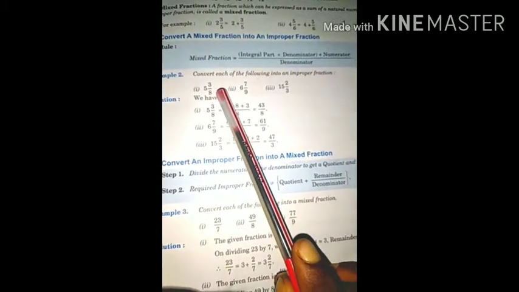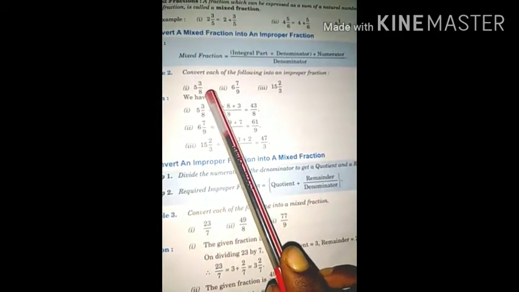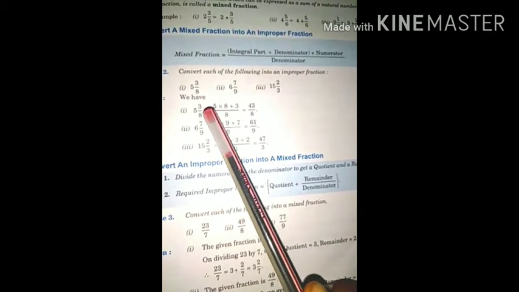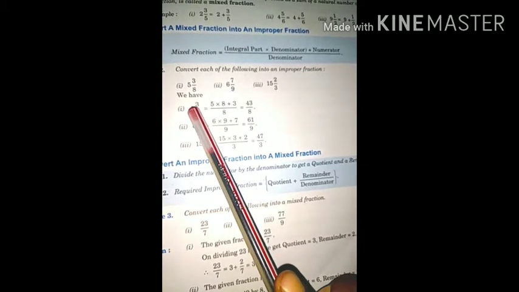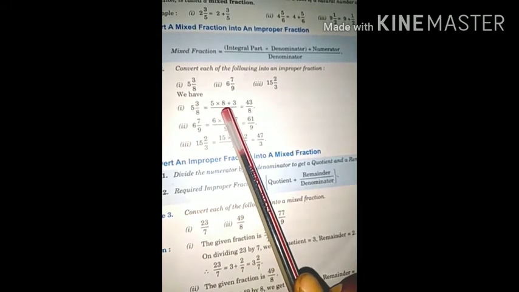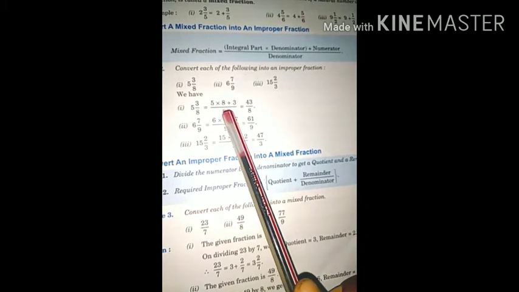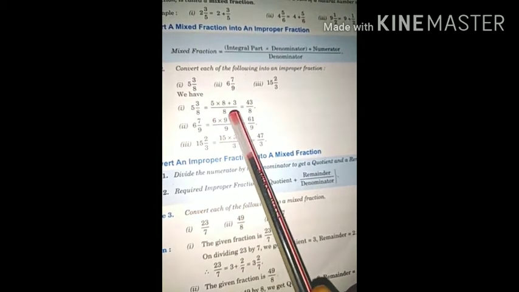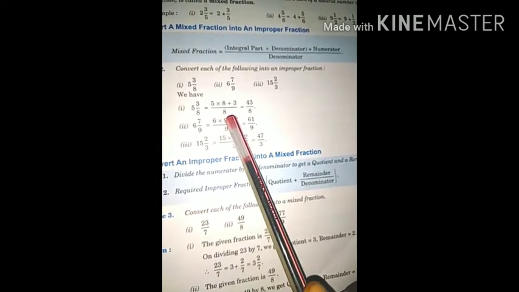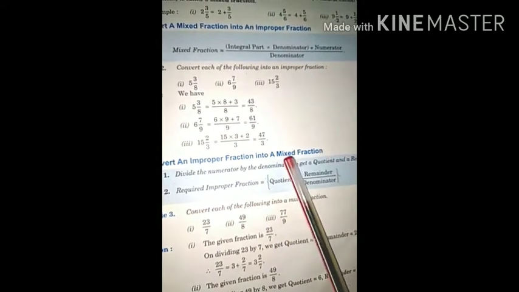Look, example 2.5. Convert each of the following into an improper fraction. 5 whole 3 by 8. Here 5 is the whole number, 3 is the numerator, and 8 is the denominator. Now multiply the integral part, or whole number part, with the denominator. So 5 into 8, 40, and add the numerator to the product: 40 plus 3, 43, divided by the denominator, that is 8. So 43 by 8.